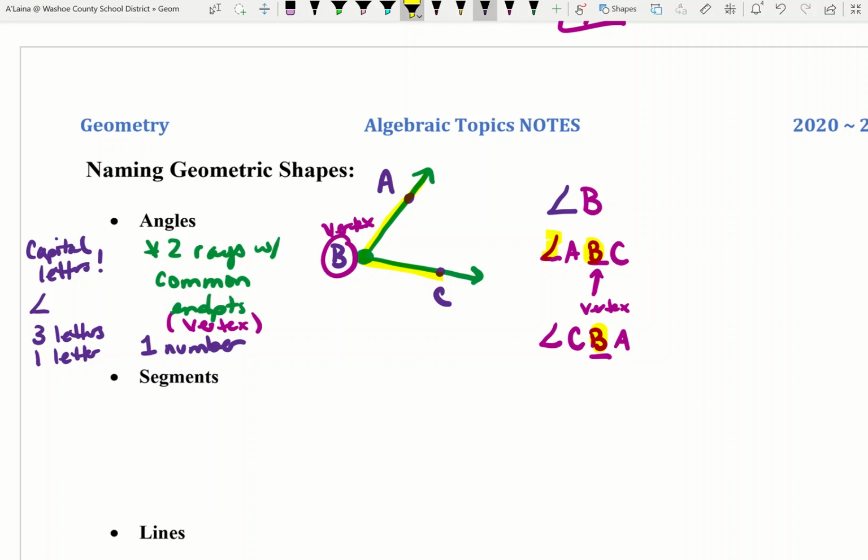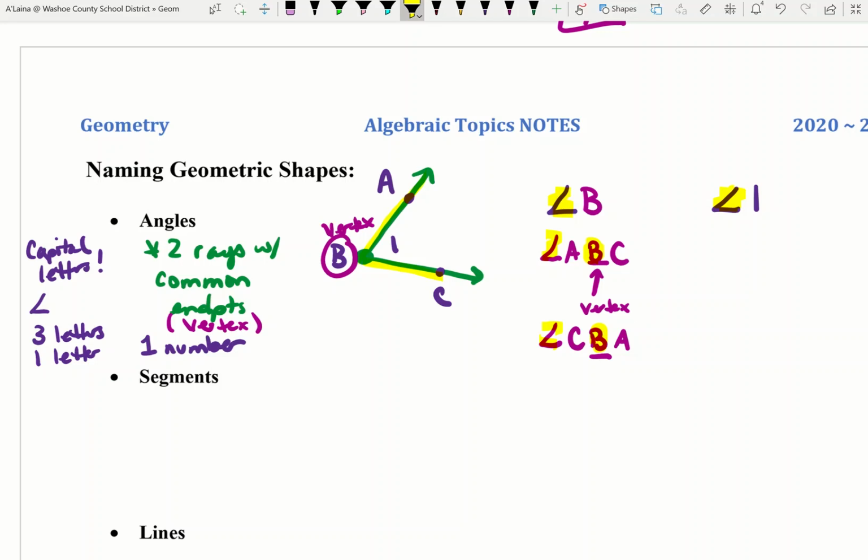There are times when it seems a little labor intensive to use 3 letters, and so sometimes people just put a number. You could also call this angle 1. But notice the angle symbol is still present for all of these.